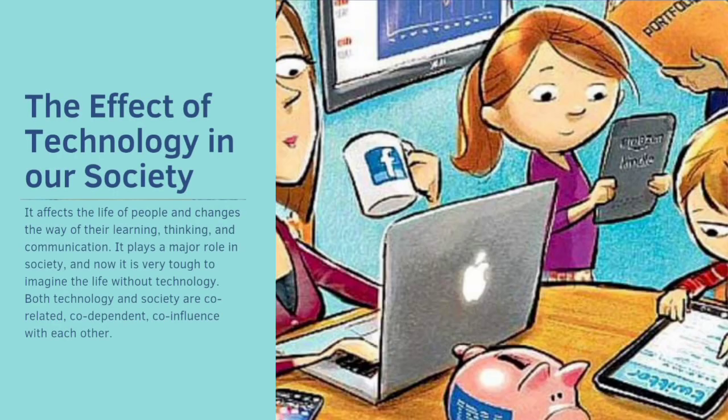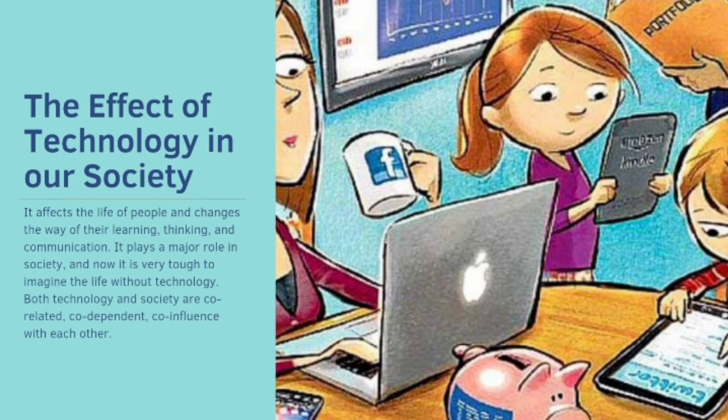And now, let's talk about the effect of technology in our society. It affects the life of people and changes the way of their learning, thinking, and communication. It plays a major role in society, and now it is very tough to imagine life without technology. Both technology and society are correlated, codependent, and co-influenced with each other.